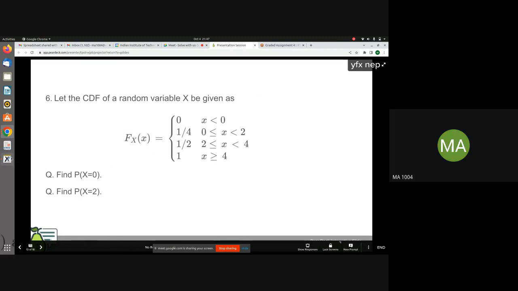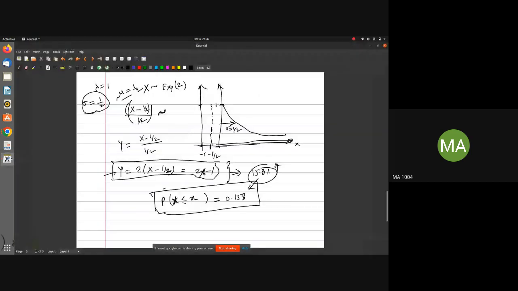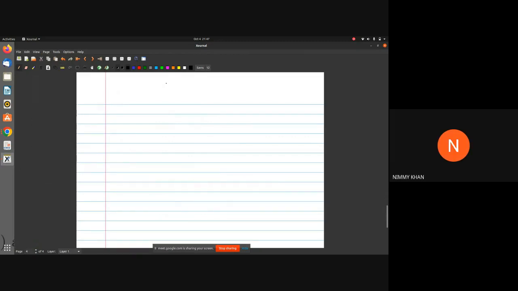Okay, fine. We'll try to draw this figure. Can you tell me the CDF? For x less than 0, it's 0. For 0 less than or equal to x less than 2, it's 1/4. For 2 less than or equal to x less than 4, it's 1/2. And for x greater than or equal to 4, it's 1.